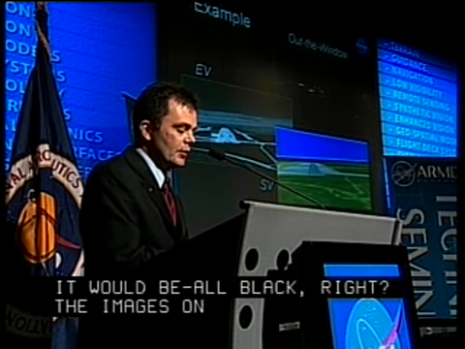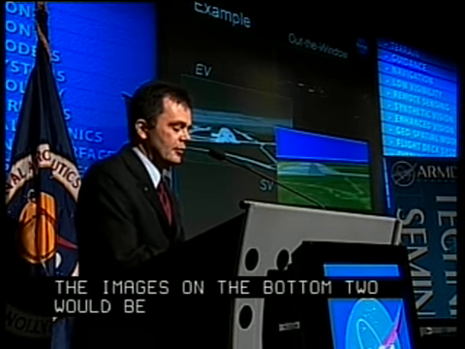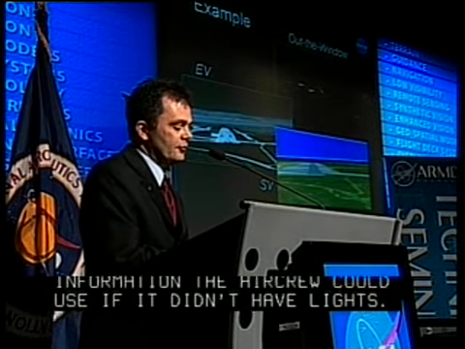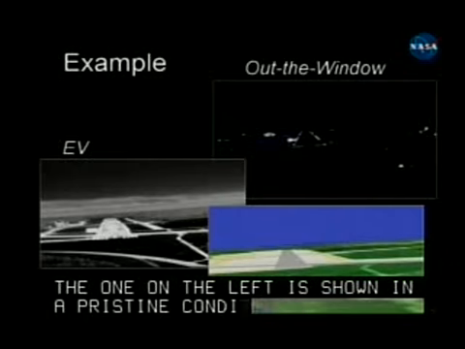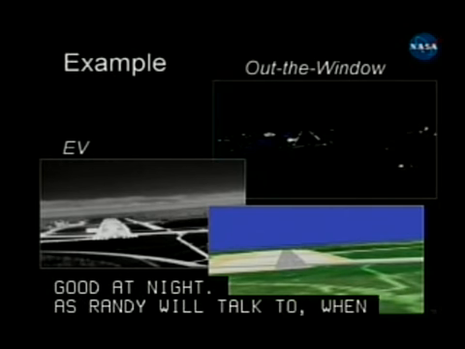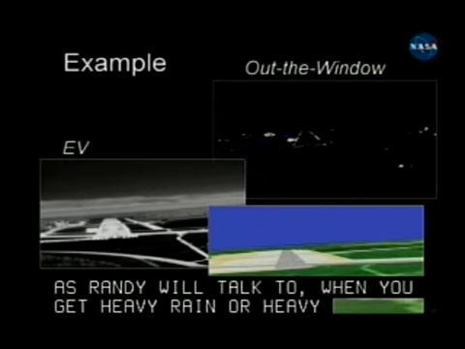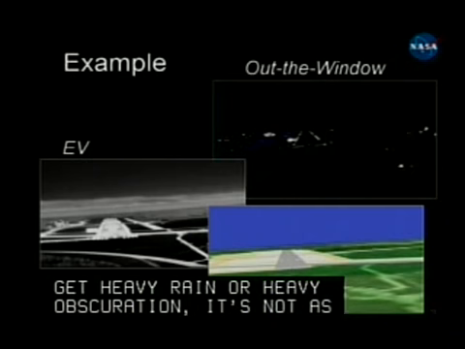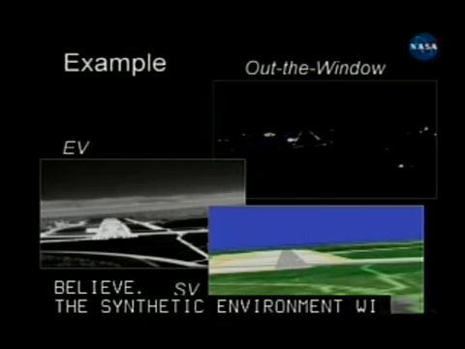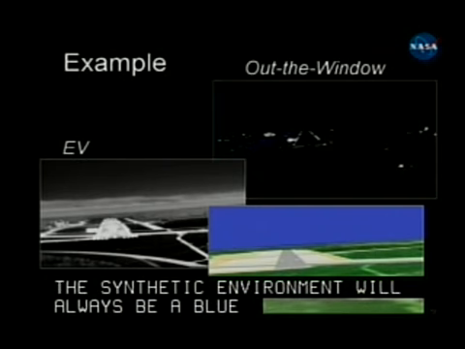The one on the left, the EV, is shown in pretty much a pristine condition, and that is in night conditions. The FLIR is very good at night, but as Randy will talk to, when you get heavy rain or other obscurations, it's not always as good as this picture might let you believe. And then the synthetic environment, it's always going to be a blue sky or whatever we create. It's going to be clear weather. It's completely independent of weather. But of course, it has its limitations too.